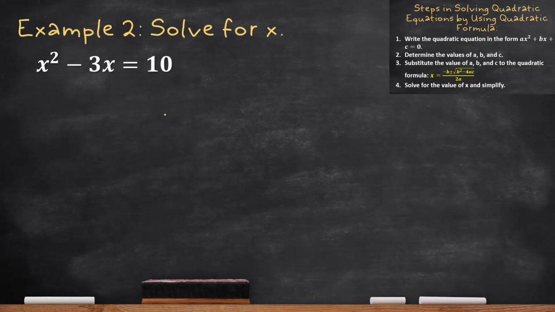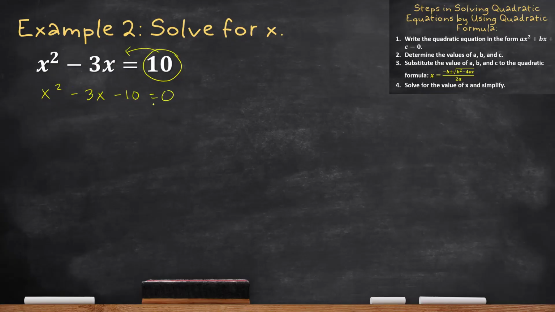Next one. So, x squared minus 3x equals 10. First step again, write the equation in standard form. This is not yet in standard form, right? So, the first thing that we need to do is transpose positive 10 to the other side of the equation. Pag transpose natin, it will become negative 10. Kaya we're going to have x squared minus 3x minus 10 equals 0.